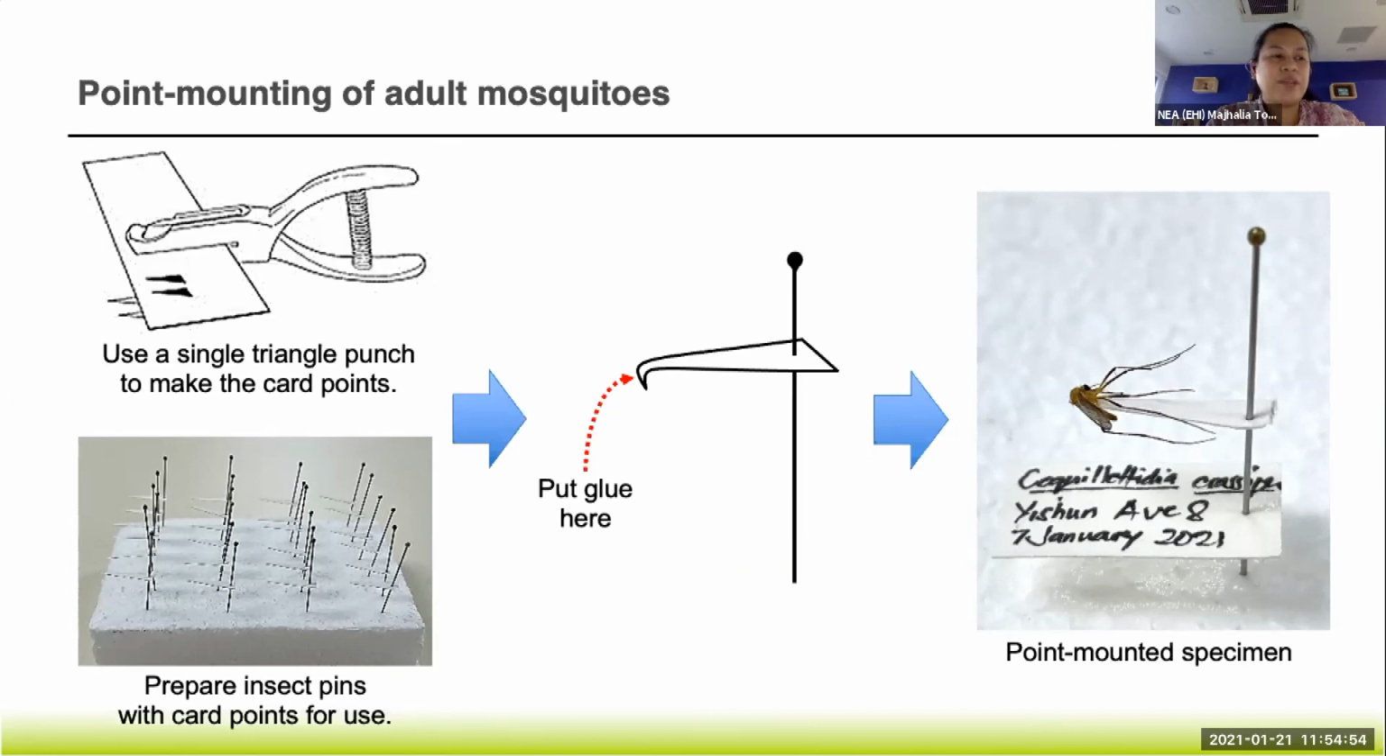Yes, we can use nail polish, but this nail polish actually turns yellow through time. So the glue that we use now is actually the craft glue. You can use Elmer's glue, the craft version, because that one will stick fast and dry fast. That way your mosquito will not fall off from your card point.